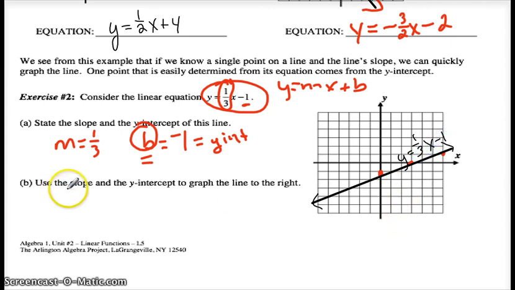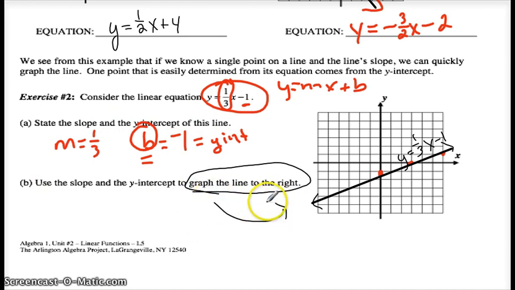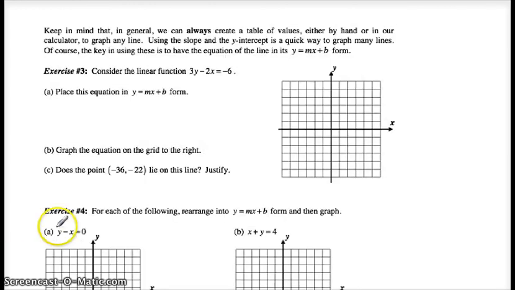Okay, so it asked us to state the slope and the y-intercept, which we did, and now it said here to graph the line, which we did. So that's how you graph a line without a calculator. You need one slope and one point. Okay, let's keep going here. What do we have next?